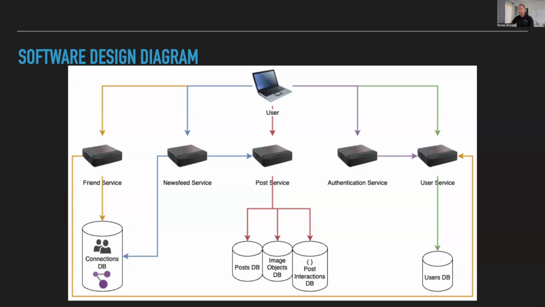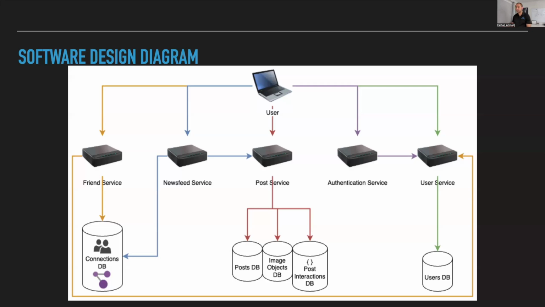So we have a user connecting to the following services: a friend service, a newsfeed service, post service, authentication service, and a user service. The first part of our application we're going to work on is the user service. So a user should be able to create accounts and manage that account, right? The user service will talk to a user's database. Once we complete that task, then we'll work on the authentication service. We'll talk more about how the authentication service works once we get to that point, and we'll refer back to this diagram so we know what we're talking about.